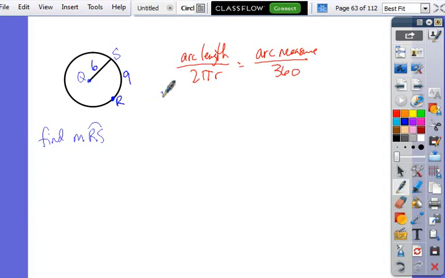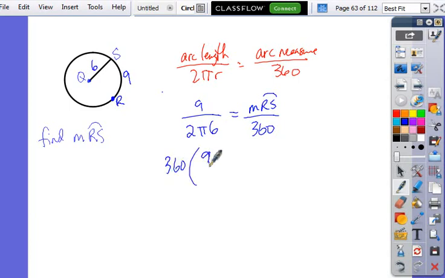Where does the arc length always come from? That's the outside number, because that's what the arc is. So that's 9 over 2 pi r, which in this case is 2 pi 6. The arc measure is the degrees, which is what I'm looking for, over 360. If it ever looks like this, all you've got to do to solve it is cross multiply the 360 by all of this over here. And y'all said 85.9? So that would be my measure right there.